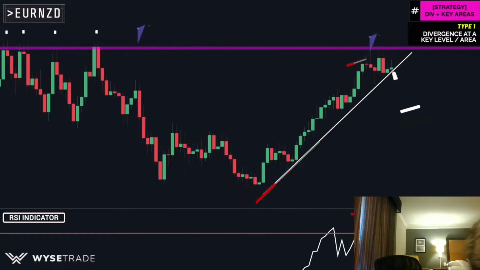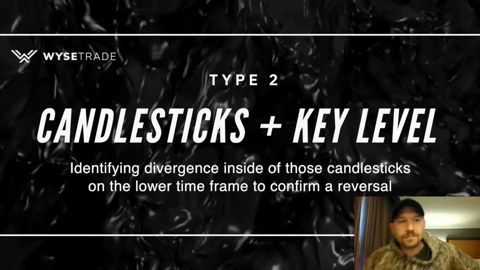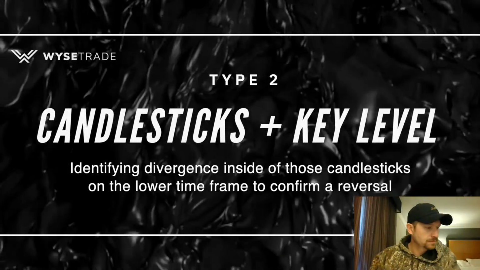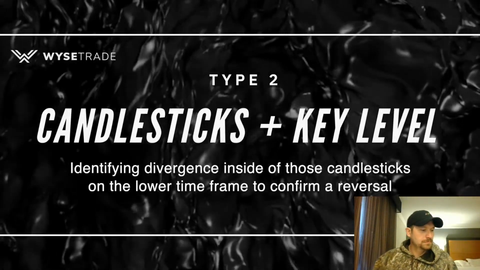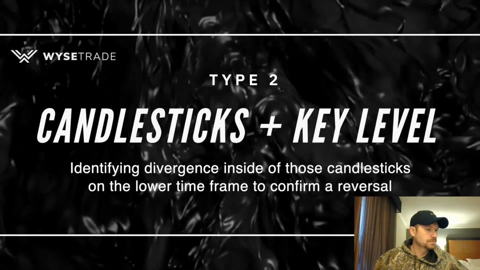Because again, price can continue up. Now, type 1 of the RSI divergence strategy is a great foundational strategy. But we personally do not trade using only one time frame because it doesn't give us enough data and insight. So let's take this up a notch and move on to type 2 of the RSI divergence strategy, which is identifying candlestick patterns at a key level or area and looking for divergence inside of those candlesticks on the lower time frame.